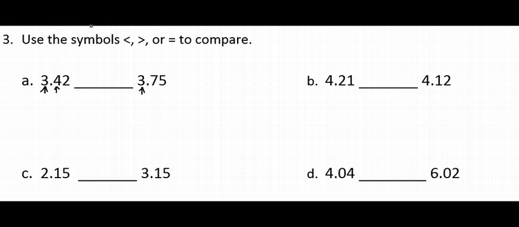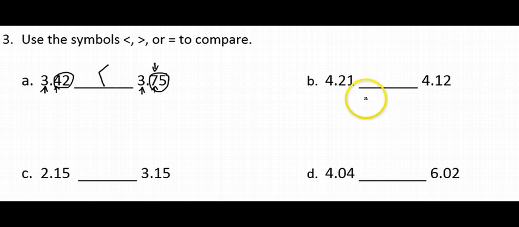The first number has 4 tenths, and I'm comparing that to a number with 7 tenths. It doesn't matter how many hundredths they have after this. 7 tenths is much greater than the 4 tenths. Another way we can look at this is this number is 42 hundredths, and we're comparing that against 75 hundredths. 75 hundredths would be greater. So 3 and 42 hundredths is less than 3 and 75 hundredths.